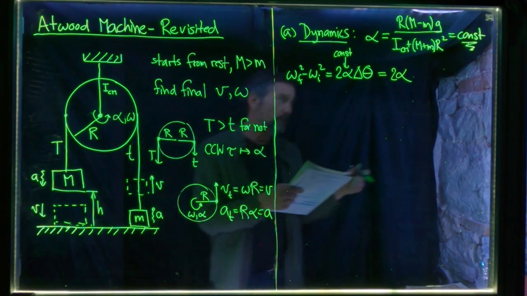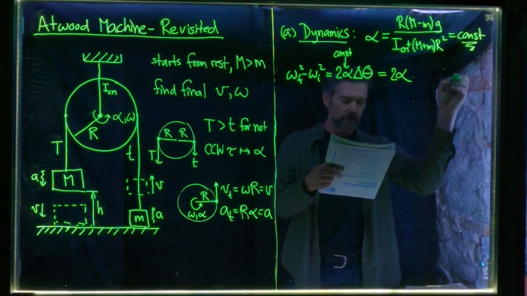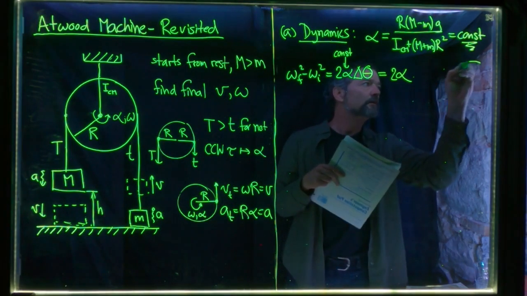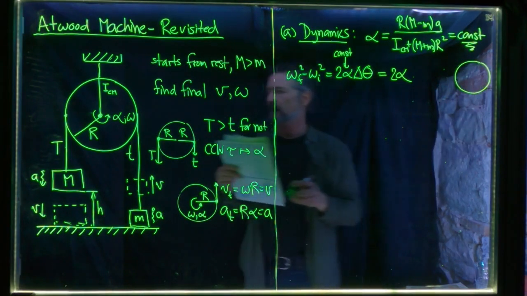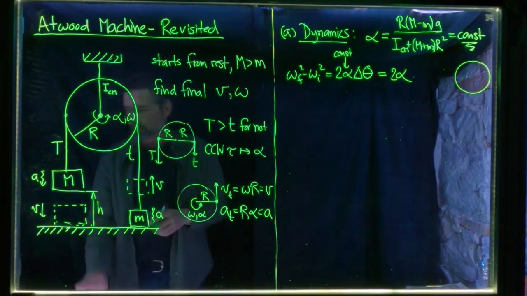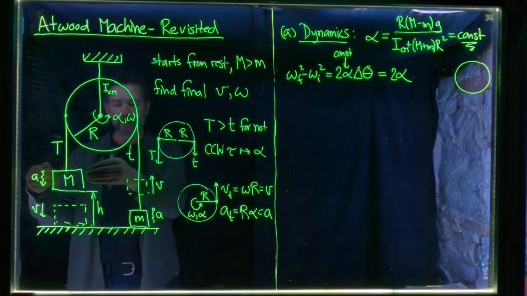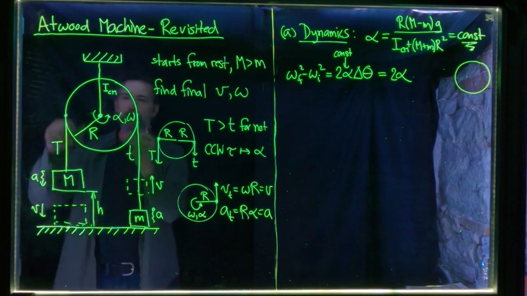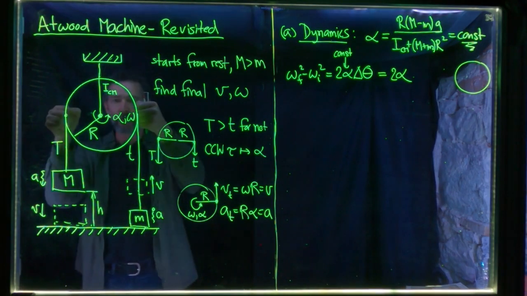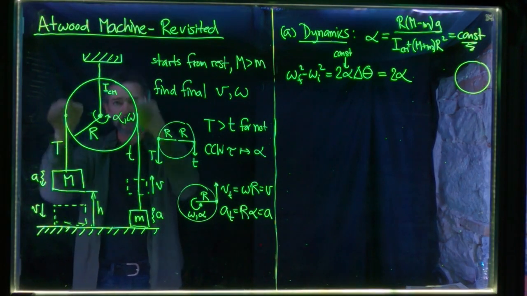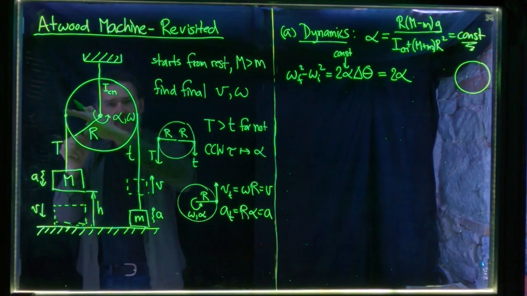Oh, maybe I can put it over here. So I'll make it small over here. So the idea is we have a pulley, and when big M falls through a height h, then the pulley will rotate through some angular displacement. It'll rotate through some angle delta theta.